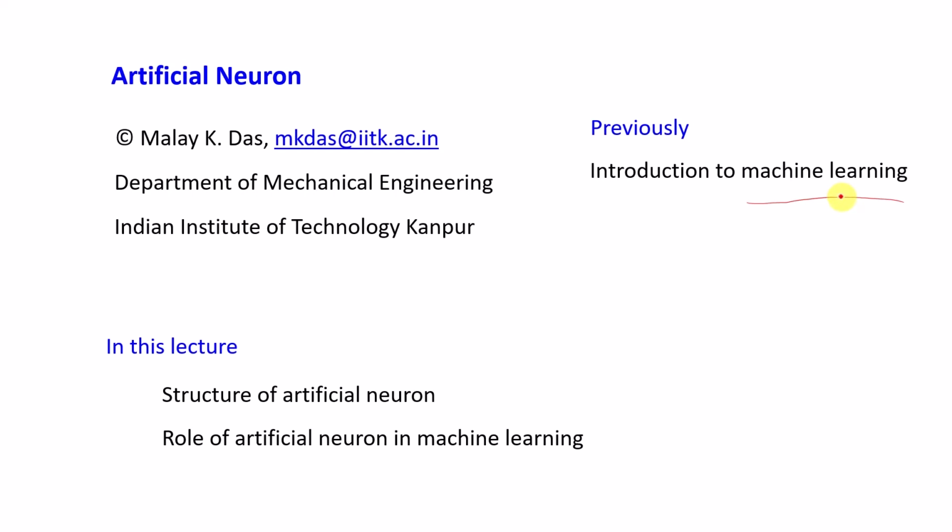In this lecture, we will talk about the artificial neuron. An artificial neuron is a computational unit that will help us to work with data, especially when the amount of data is large. Particularly in this lecture, we will talk about the structure of such an artificial neuron and the role of such an artificial neuron in machine learning.